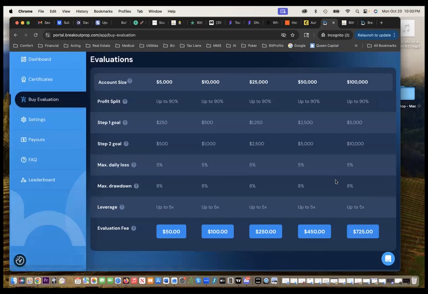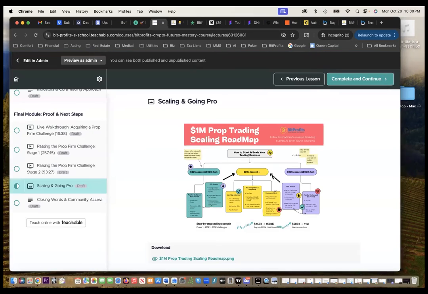But imagine you get really good at this. What if you don't have just one 100K account, but you've got 10 100Ks, 4 50Ks, 2 25Ks on different emails? That's what we call scaling, and that's what I talk about in the course. Like this scaling roadmap.